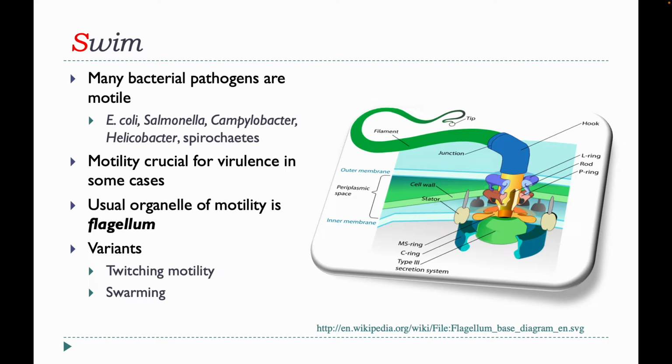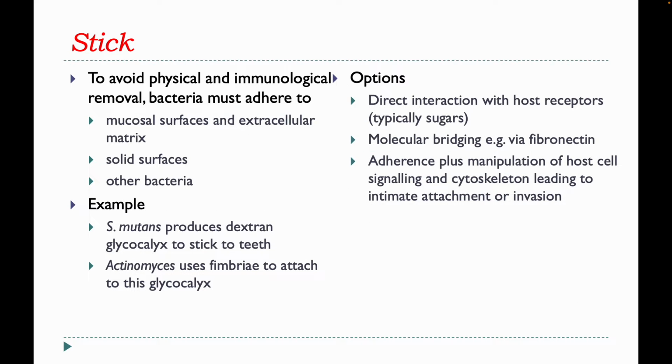Many bacteria are motile, and pathogens are motile. Proving that motility is crucial for virulence has been tricky, but there are cases where it is. So upper urinary tract infections, where the bacteria get up into your kidney and cause pyelonephritis and can spill into the bloodstream, it's been shown that they need to be able to swim up from the bladder to cause that. And the usual organelle of motility is the flagellum, but there are other variants as well. The flagellum itself is a very complex organelle, a very interesting case study in the evolution of complexity.